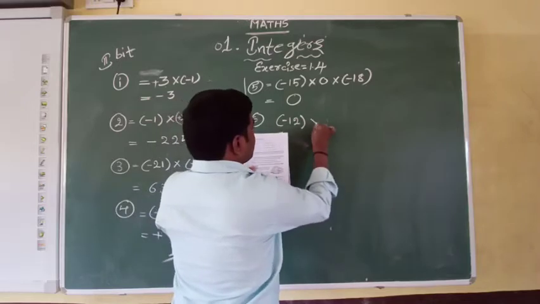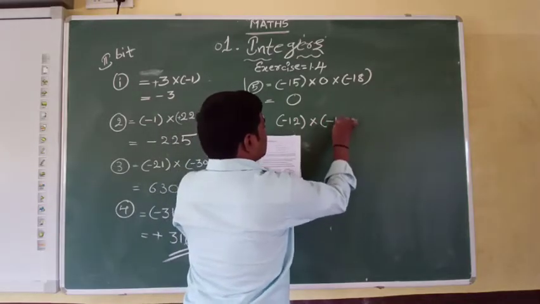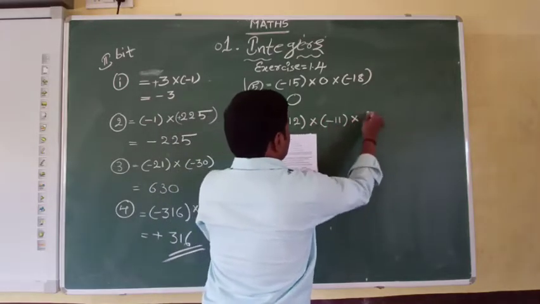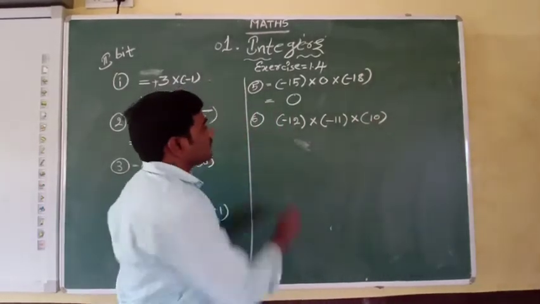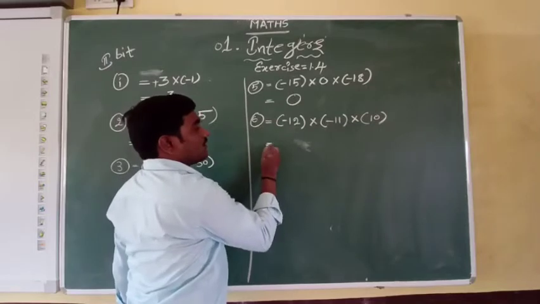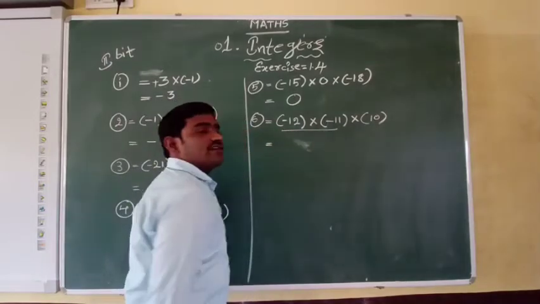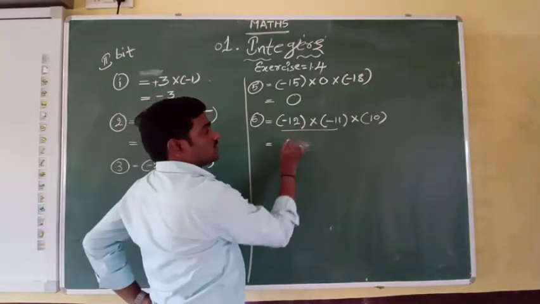Minus 12 into minus 11 into 10. Okay, let us multiply these numbers now. First we will multiply any two. Let's take these two terms and multiply.